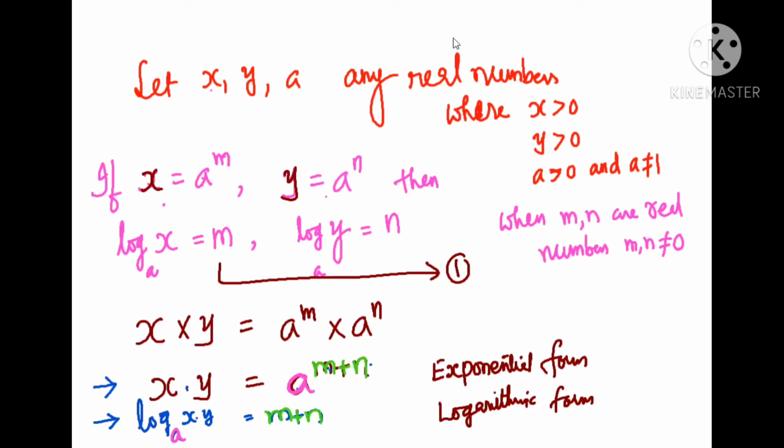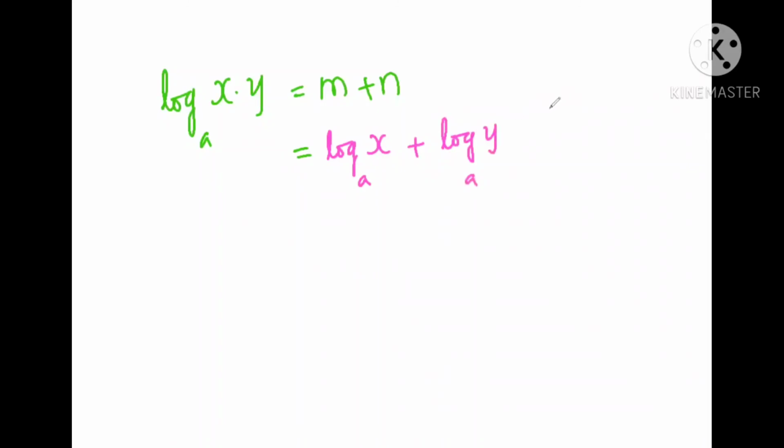Now logarithm of x into y to the base a is equal to m plus n. Then what is m? What is n? m is equal to logarithm of x base a. n is equal to logarithm of y base a. This is from the first equation or first result. So here logarithm of x into y base a is equal to logarithm of x plus logarithm of y. So this is the proof of the product rule.